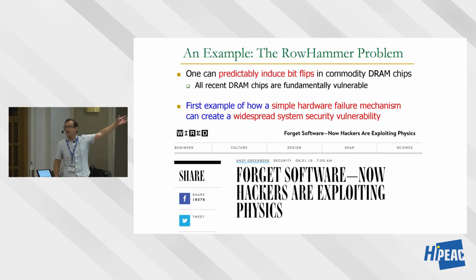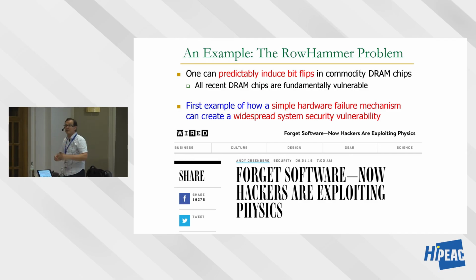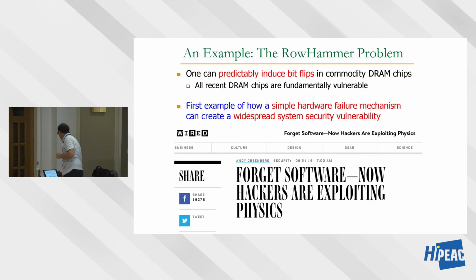This is a hardware failure mechanism that exists in DRAM chips, and all the recent DRAM chips are fundamentally vulnerable. And people have exploited this vulnerability to launch attacks. And we will talk about that when we talk about memory robustness. And you can see articles that people are writing: forget software, now hackers are exploiting physics. I like this one.